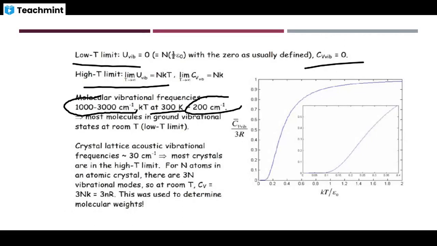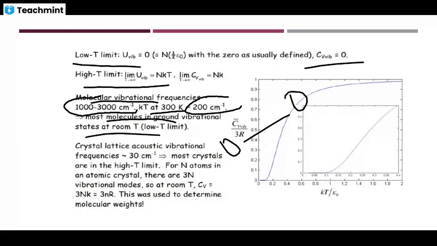For a molecular vibration, if you take a molecule to vibrate, it needs much energy. That much energy is not available at room temperature. So most of the molecules are in the ground vibrational state, that is, at a lower vibrational state.